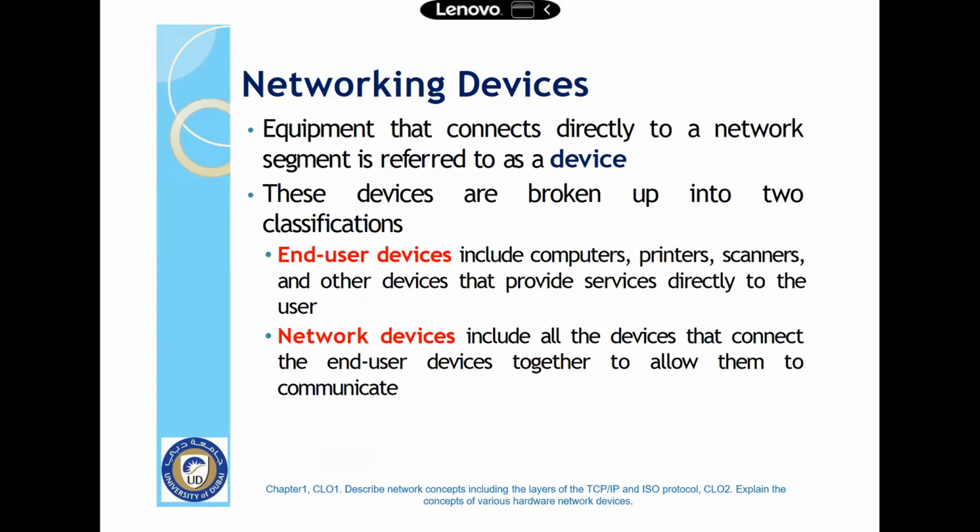All right. Now let's talk about network devices. Basically, you cannot connect to the internet without having the proper devices. You need a device that gives you access to the internet, and you need a device that will allow you to receive a message or a signal or an internet signal. So equipment that connects directly to the network, they are known as the devices. And there are two types.